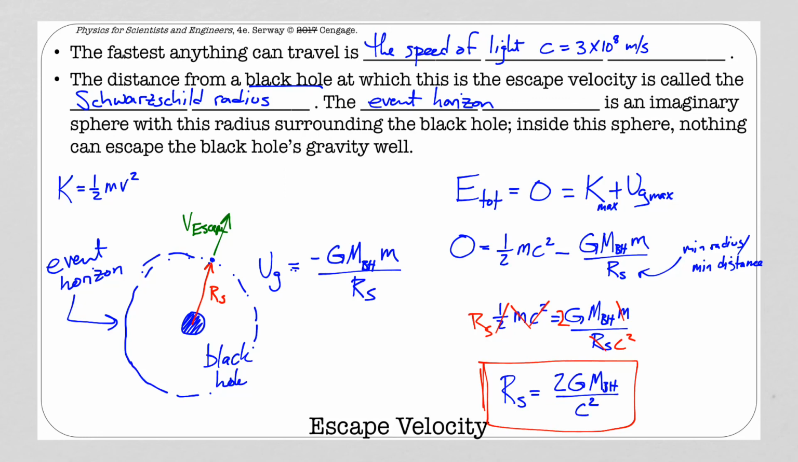Everything outside the event horizon could escape if it goes sufficiently fast, if it has enough kinetic energy. Everything inside the event horizon is lost to us. Even if it went the speed of light, it still wouldn't have enough kinetic energy to break away from the black hole's gravitational field, and so even light itself would be stuck inside that black hole.